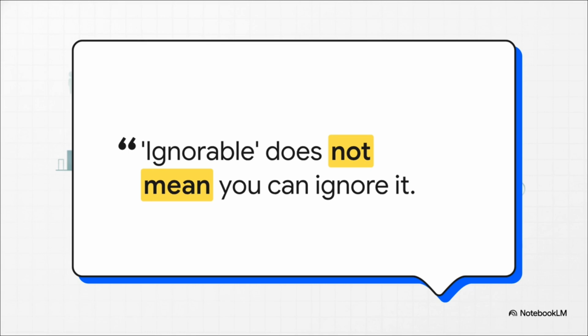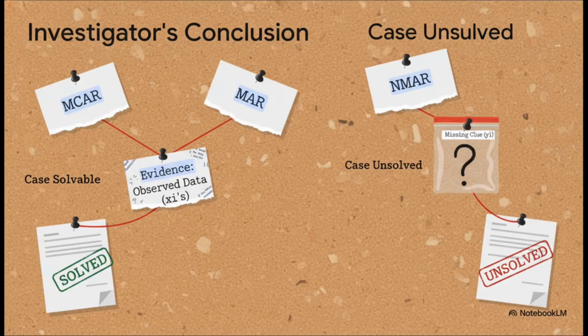It means the reason that the data is missing can be explained or modeled using other information that you do have. And because of that, you can use statistical tools like weighting to adjust for the non-response and still get an unbiased answer. So here it is, our final conclusion. If the non-response is ignorable, if it's MCAR or MAR, it means we have the clues we need in our observed data to adjust our analysis and solve the case. But if the non-response is non-ignorable, if it's NMAR, we're in real trouble. The reason for the missing data is the very thing we're trying to find, and we can't fully correct for that bias using only the data we have. The case, in a sense, remains unsolved.